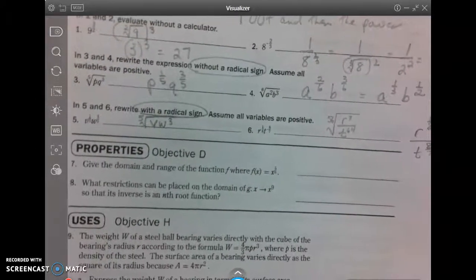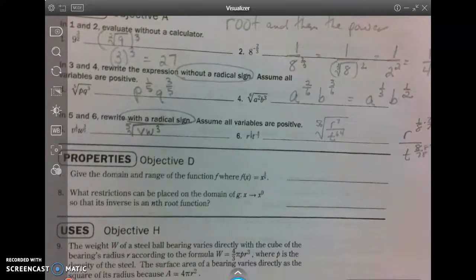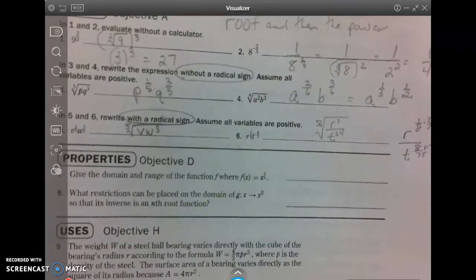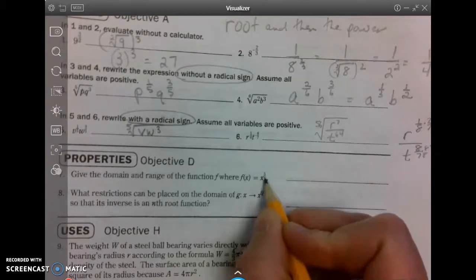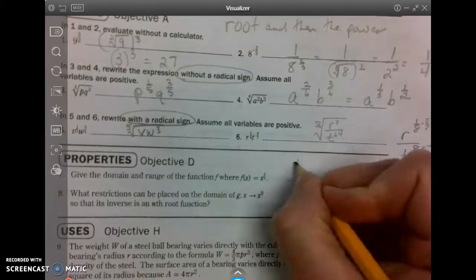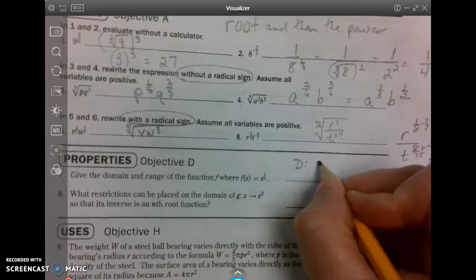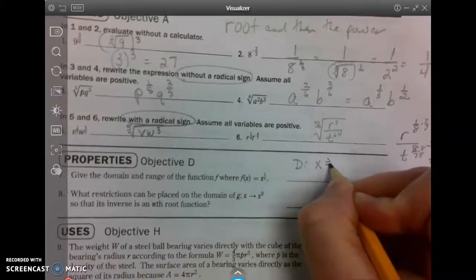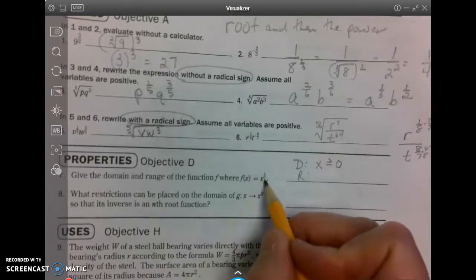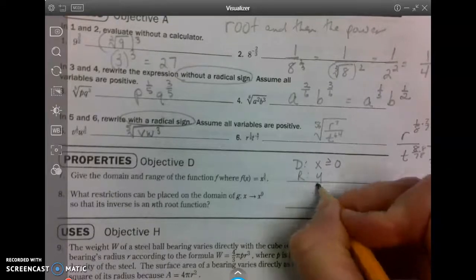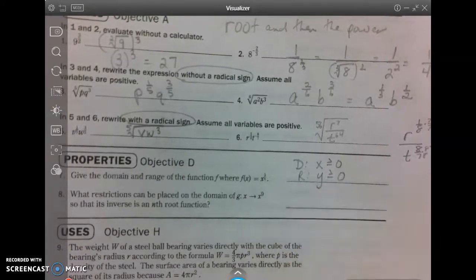Number 7 says give the domain and range where the function is f to the 5/6. Because the root is 6, we can only have positive numbers for x. So the domain is x is greater than or equal to 0. And because we can only have positive numbers, we're only going to get positive or 0 answers. So the range is also going to be y is greater than or equal to 0.